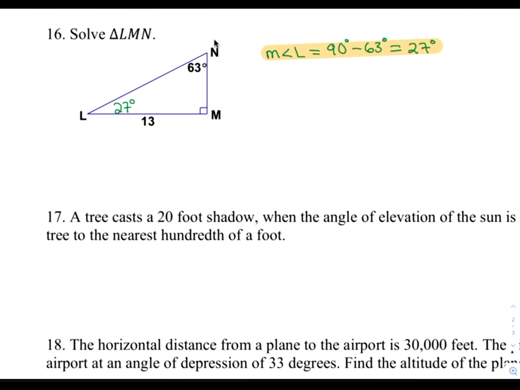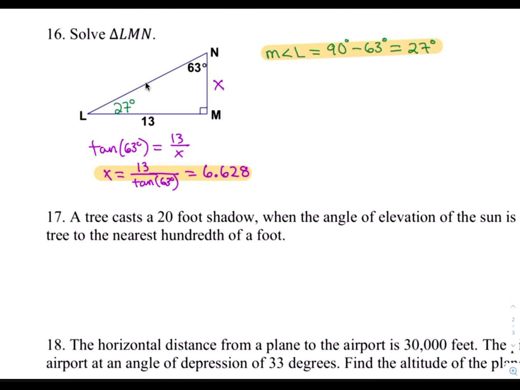All right, let's call side MN X, and then we'll need to solve for X. I'm noticing that if we use the 63, X would be the adjacent side of 63, and 13 would be the opposite. And so that would call for tangent. So we can say that the tangent of 63 degrees is opposite over adjacent, which is 13 over X. And so X is going to be 13 divided by the tangent of 63 degrees. We put that in our calculator, and we get X to be 6.628.